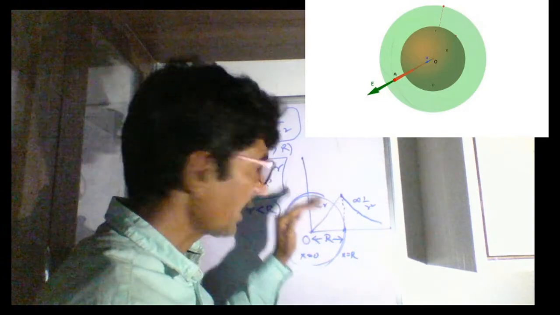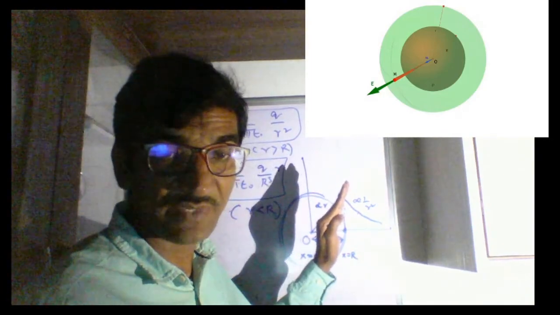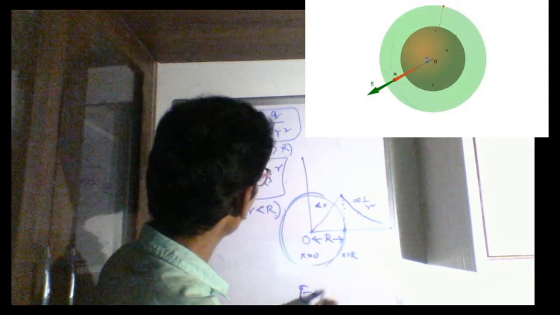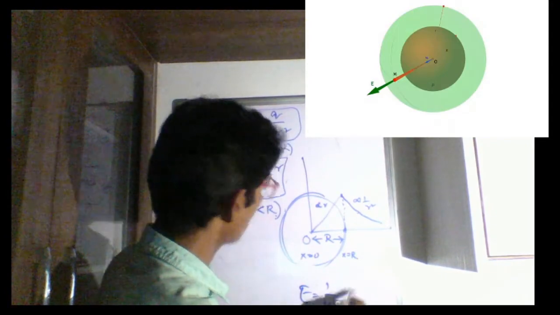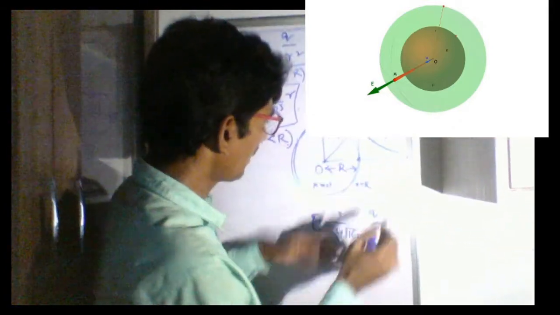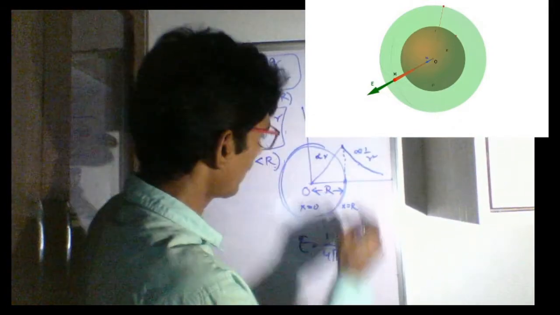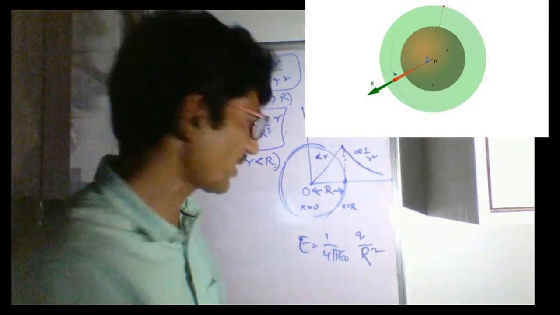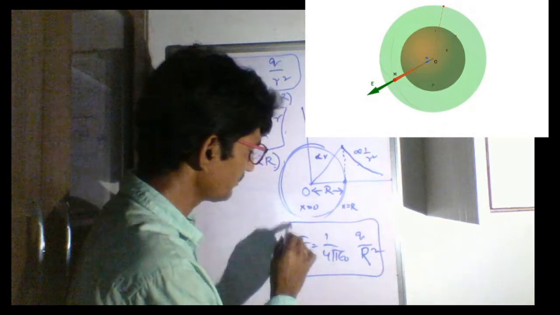Where do you find the maximum field? At the surface. What is the formula for that? E is equal to 1 by 4 pi epsilon naught Q by R square, where you have to replace the small r with capital R. This is the maximum field intensity.